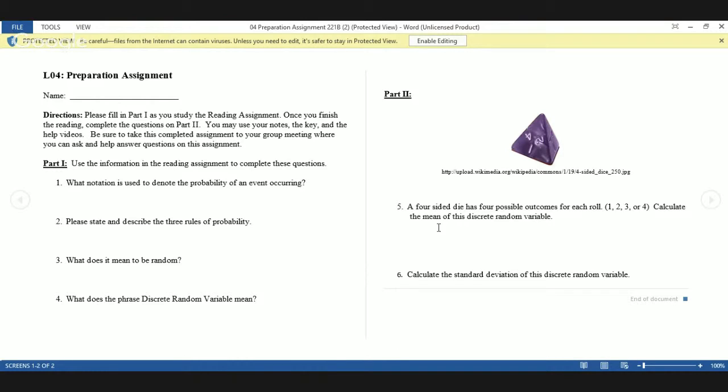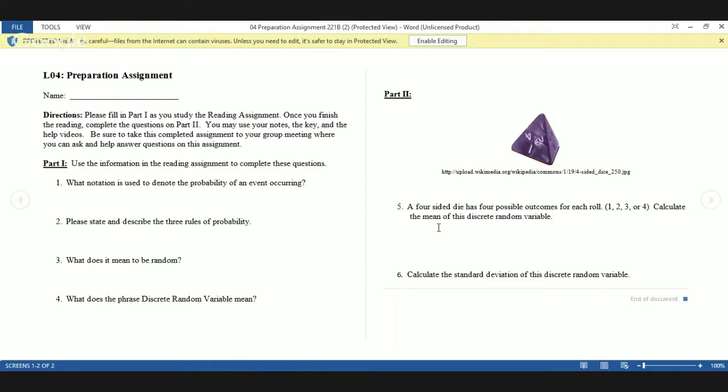For the mean, I just multiply the value 1, 2, 3, or 4 by the probability, which is 0.25 for all of them. So the first is 1 times 0.25, the second is 2 times 0.25, the third is 3 times 0.25, and the fourth is 4 times 0.25. Then if you multiply those out and add them together, it ends up equaling 2.5 as the mean. All right, and then the standard deviation of this discrete random variable.